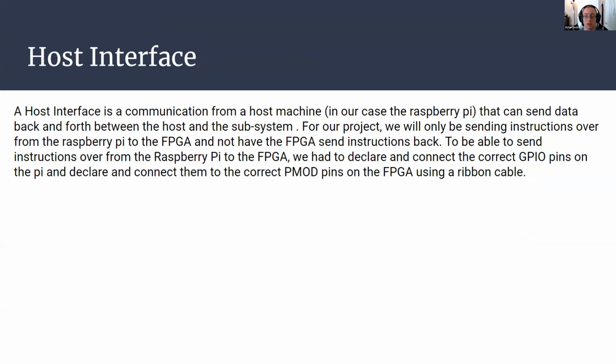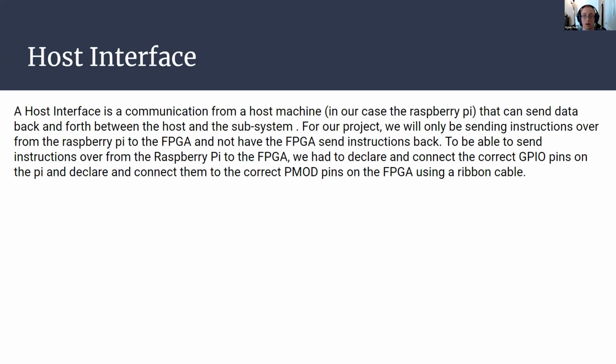So for this project, we used a host interface to communicate from a host machine, and in our case, it's the Raspberry Pi, that can send data back and forth between the host and the subsystem. For our project, we will not have to send any data from the FPGA back to the Raspberry Pi, so it's a little bit easier to just send one way from the Raspberry Pi to the FPGA.